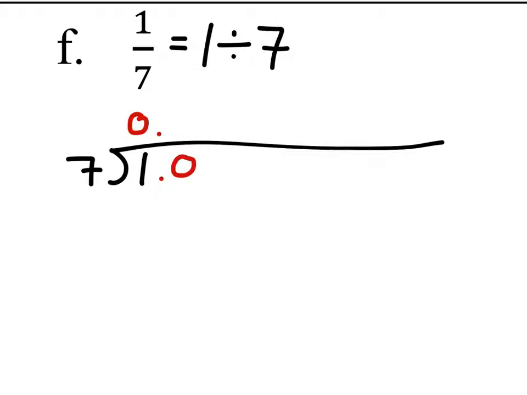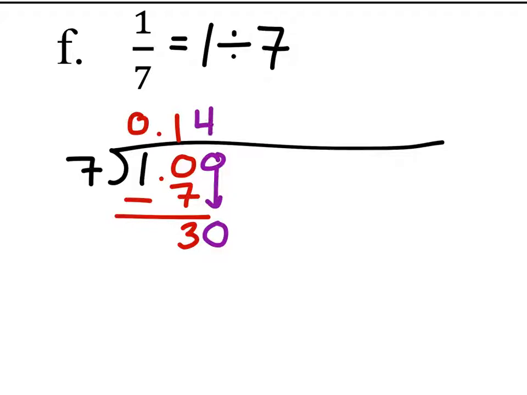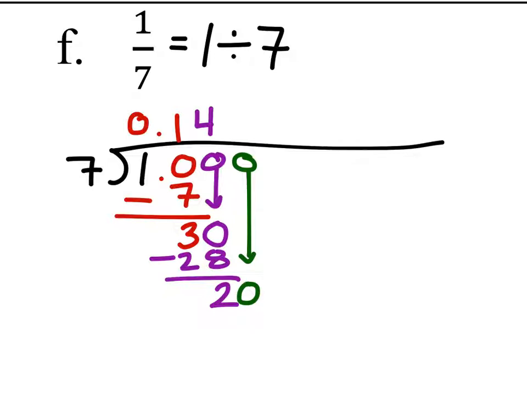7 will go into 10 once. So I do 1 times 7, which is 7, and subtract that, and I've got a 3. Well, then I need a 0. How many times is 7 going into 30? 4. 4 times 7 is 28. I'll subtract that, and I got 2. But 7 won't go into 2, so I need to drop another 0. 7 will go into 20 twice. 2 times 7 is 14.